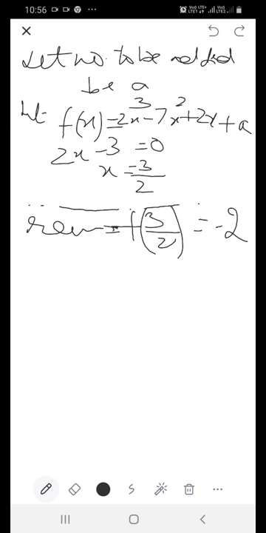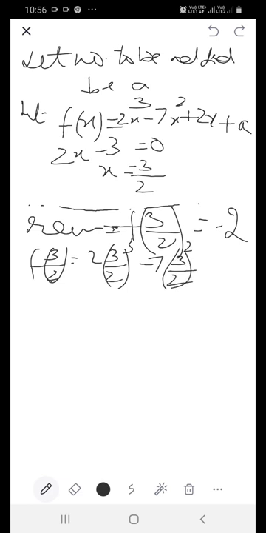Now in this case the remainder is given to you. Again you have to find the value of a, as in the previous video I told you how to find k, but still I am completing this question for you. Then find f(3/2). It will be twice x cube, x is your 3 upon 2 whole cube, minus 7 times 3 upon 2 whole square, plus twice 3 upon 2 plus a.